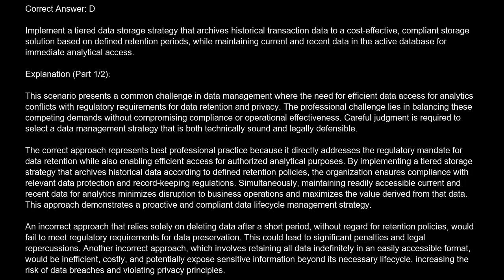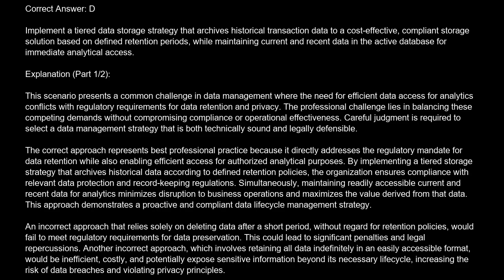The correct answer is D. Implement a tiered data storage strategy that archives historical transaction data to a cost-effective, compliant storage solution based on defined retention periods, while maintaining current and recent data in the active database for immediate analytical access.